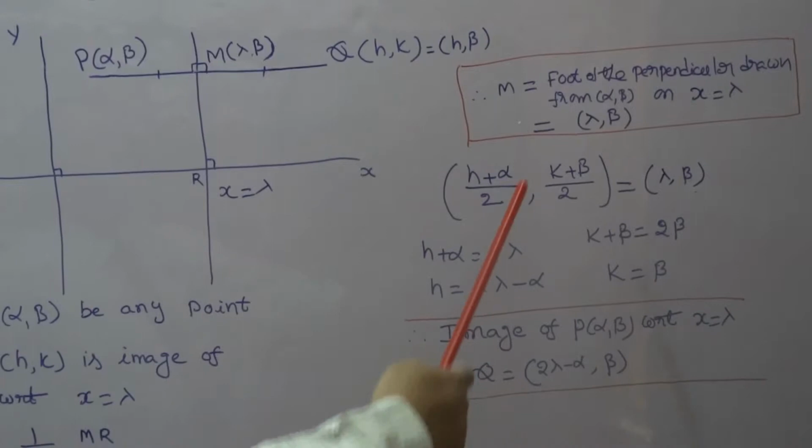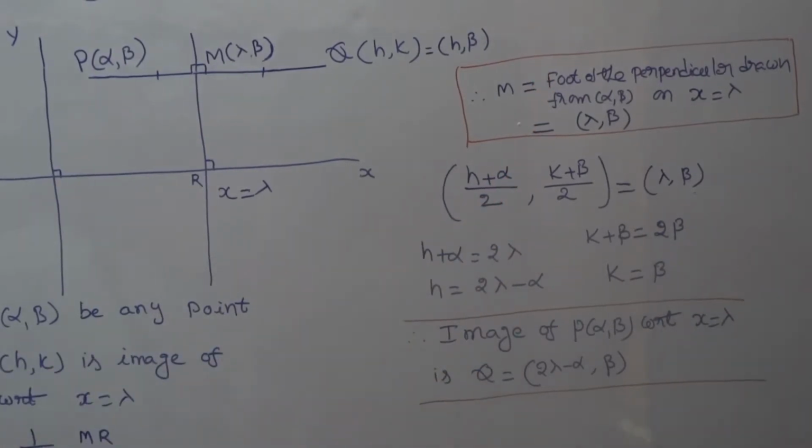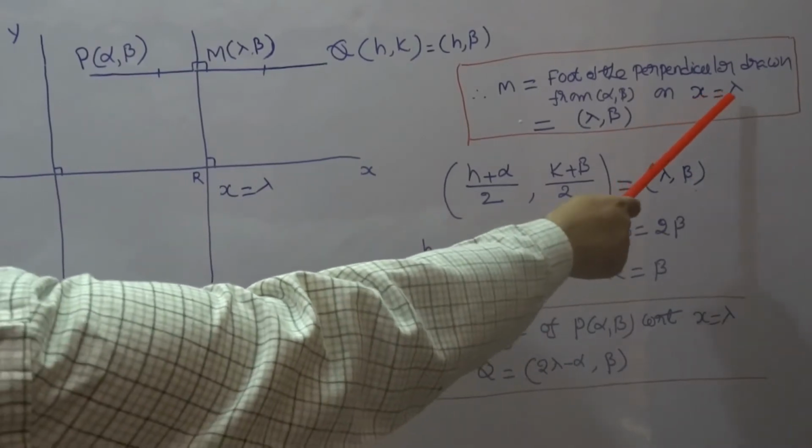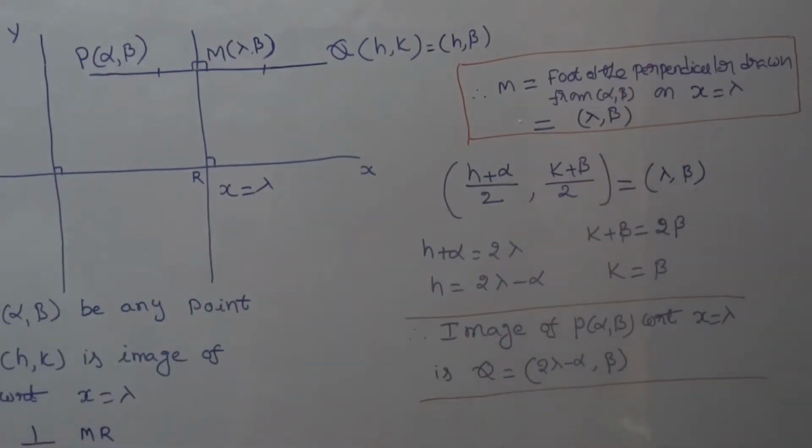And again, the foot of the perpendicular drawn from the point P(alpha, beta) on the line x is equal to lambda is (lambda, beta).